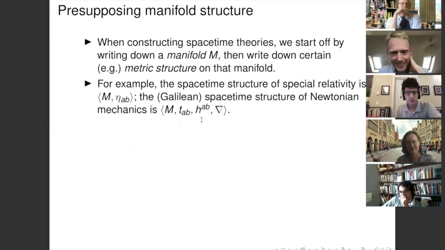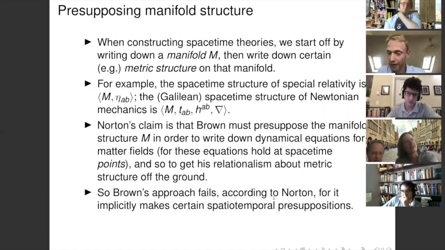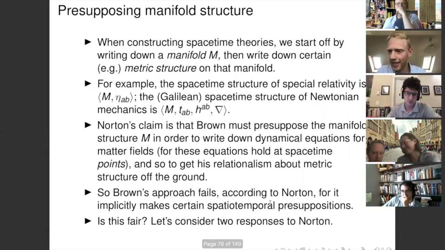Norton's claim is that you've got to presuppose this manifold in order to write down dynamical equations for matter fields, and so in order to get relationalism about the metric off the ground. You could also think about this in the regularity relationalist framework. So we started off with our Humean mosaic being a manifold with some fields on it. So you're already presupposing something spatiotemporal, would be Norton's criticism. So the thought then would be that Brown's approach fails because it's implicitly making spatiotemporal presuppositions. What we would like to ask is, is this fair? And I'm going to present two responses to Norton, which have been offered on behalf of the dynamical approach.